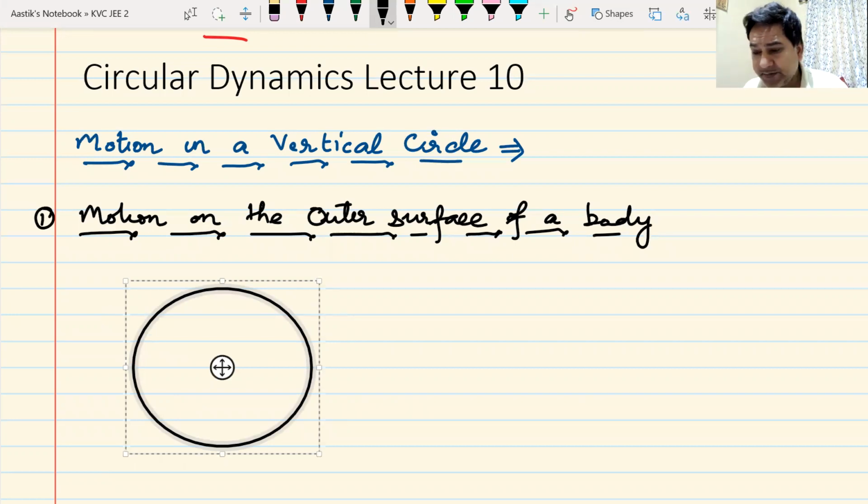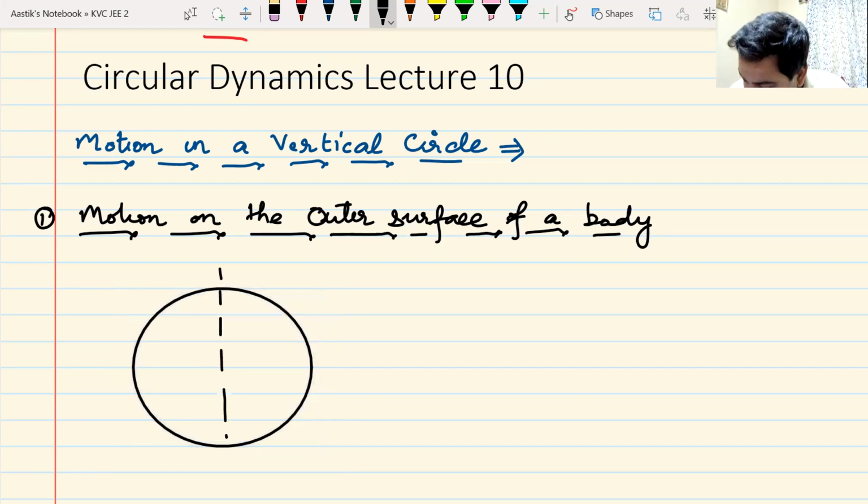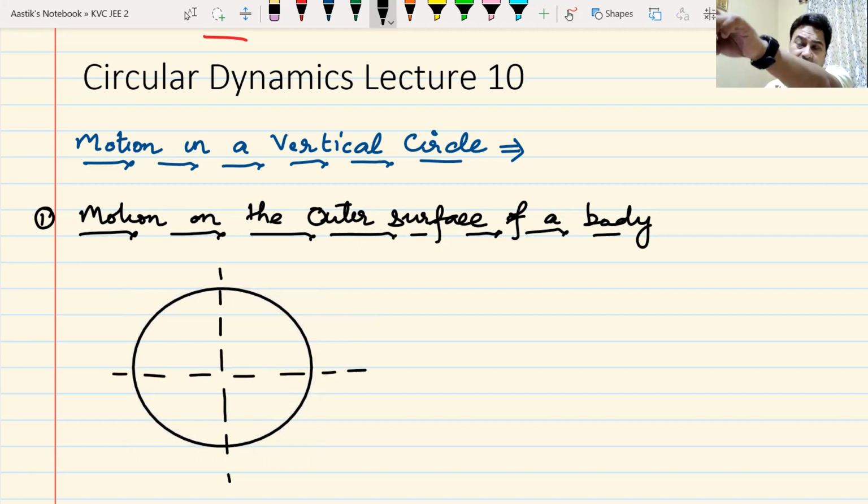This body is kept vertical. Now, when I say that this body is kept vertical, what I mean is it is in the plane which is right in front of you, the screen on which you are watching, and you can see this circle right on your screen. So this is how the body is kept.